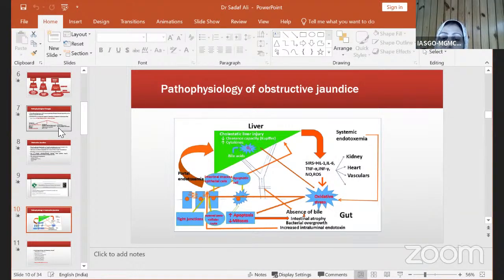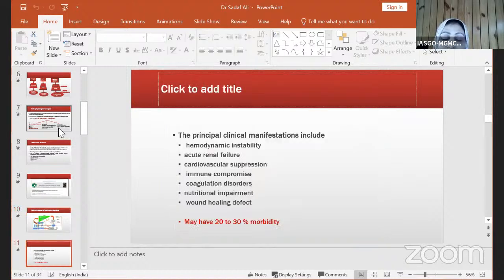What exactly happens in these patients is, due to obstruction of bile, or no bile reaching the small bowel, there is a lot of overgrowth of bacteria, atrophy of the mucosa, altered mitosis and apoptosis sequences, and loosening of the junctions, ultimately leading to endotoxemia in both portal and systemic circulation. There will be cytokine response and oxidative stress, and the end organs affected are the renal system, the cardiac system, and the vascular system. And of course, the gut, the pivotal point, also gets affected.